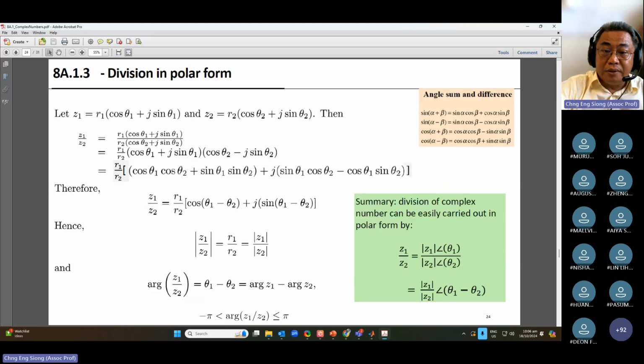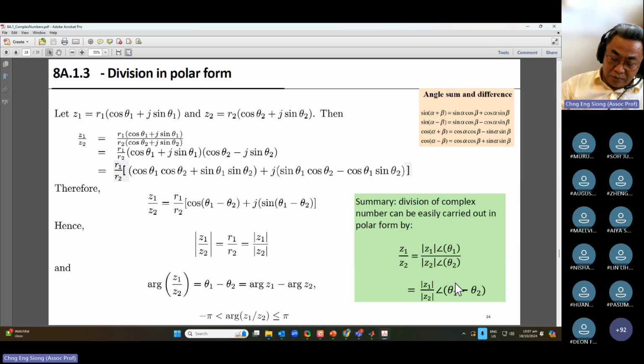What about division? Division, again, notice that I put it in this form, but I prefer my shorthand, r1 angle theta 1, right? I don't need to write all this. So z1 divided by z2 is basically the modulus divides and the angle subtracts. So this is a take-home message.